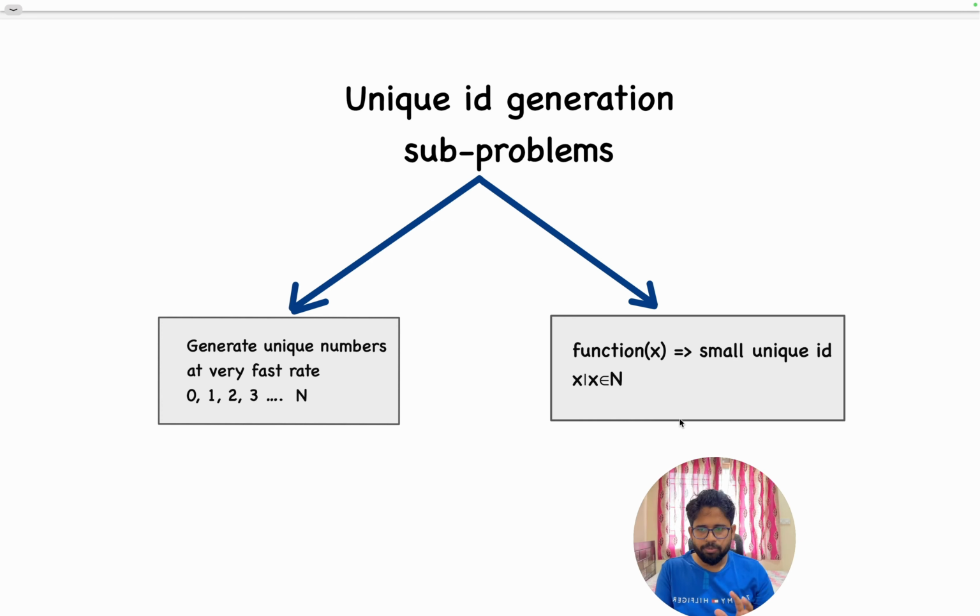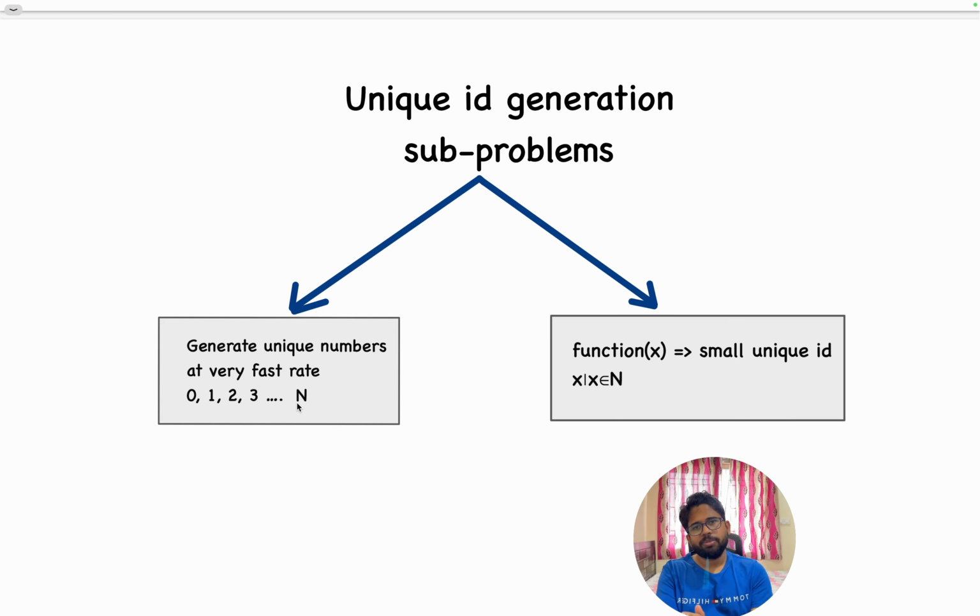I'll divide this problem into two parts. The first is, can I generate a unique number at a very fast rate? For example, request number 1, return 0, request 2, return 1, 3, 4, 5, 6, 7, 8. The number of requests getting to you at such a high rate that you should be able to generate these numbers at the same rate. So are you able to do that?